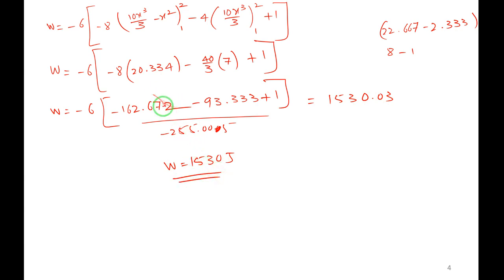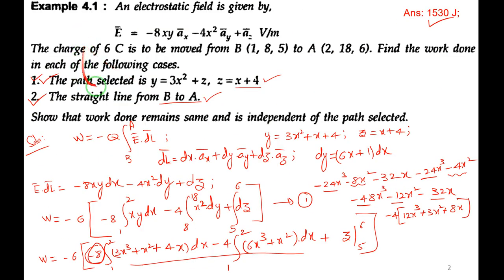So whether it is case 1 or case 2, in the case 1 this is the path y equal to 3x square plus z, z is equal to x plus 4. This is the first path, and second path is the straight line. So in both the cases we are getting 1530, means the work done is independent of the path chosen, whether it is straight line or along this path given, whatever the path that is given, right? Okay, through this problem we have once again proved that.